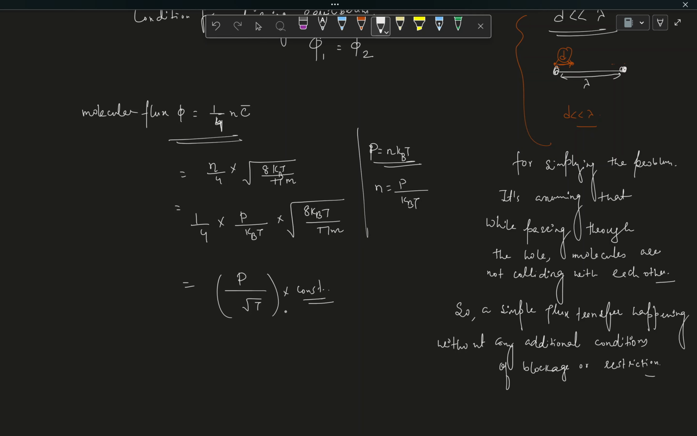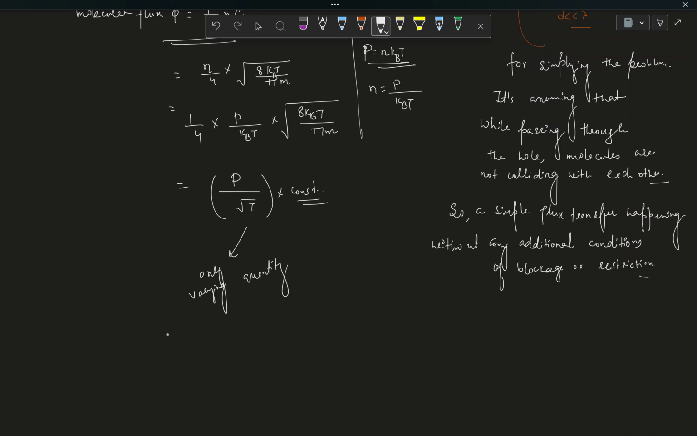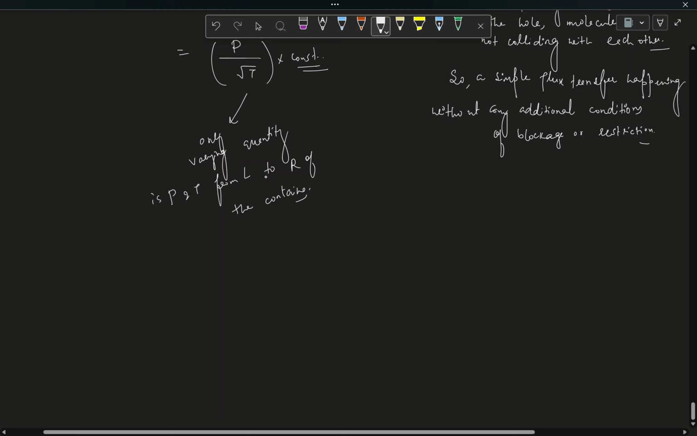I mean that these are not varying under this condition of the container problem, because the only varying quantities are pressure and temperature from the left to the right part of the container. The other parts are the same, because everything is constant here except for the mass, which is also the same on both sides, because the same gas is present on both sides of the partition, right? So only P by root over T. That means your molecular flux phi is proportional to P by root over T.